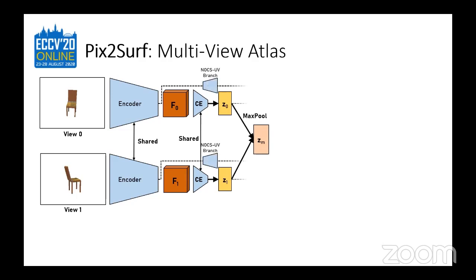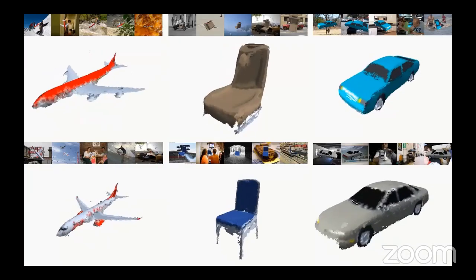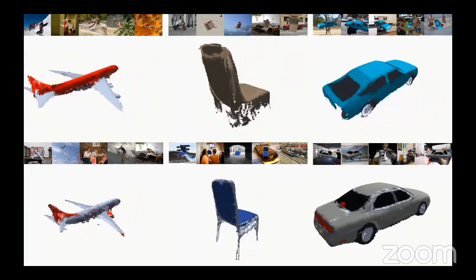The max pool feature is concatenated to the amplified UV coordinates. We predict 1 chart per view and thus have an atlas over multiple views. A shared surface parameterization branch then predicts the continuous 3D surface for each view independently. During training, an additional consistency loss enforces corresponding points to lie in similar 3D locations on the surface. Here we show some results from our multi-view atlas approach.